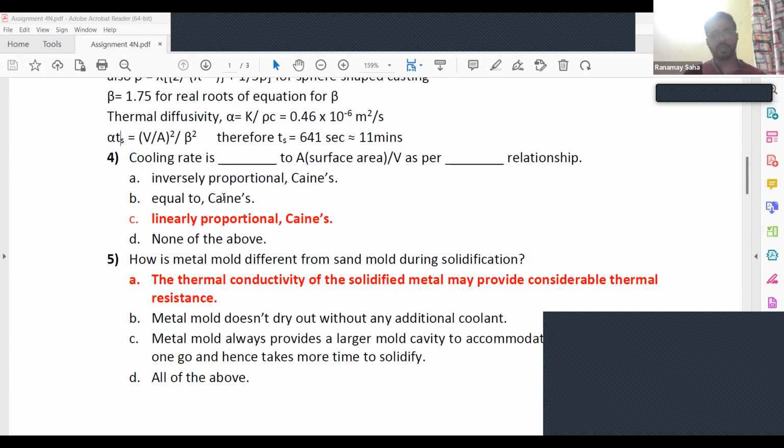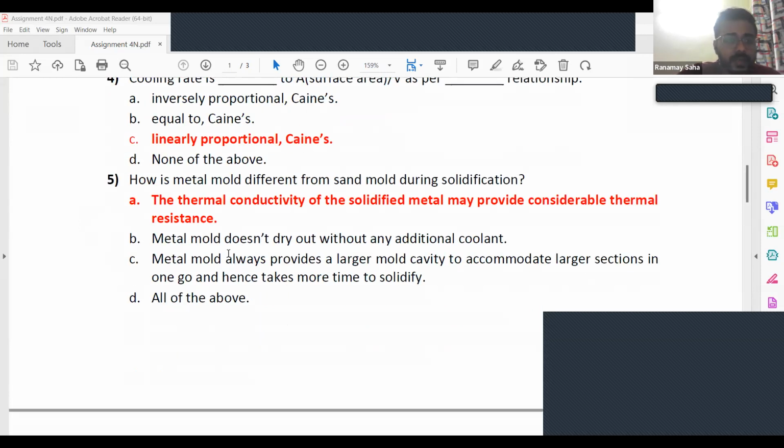Where x happens to be the A by V ratio, the cooling characteristics of casting to cooling characteristics of riser, and y happens to be the VR by VC ratio, the volume of riser to volume of casting. So using those concepts, you can find out the time using Cairns relationship also. From Cairns relationship, you can know that the cooling rate becomes directly proportional to the A by V ratio. So this is linearly proportional. The option C should be correct.